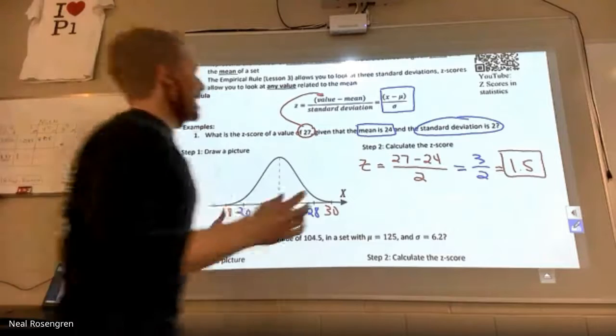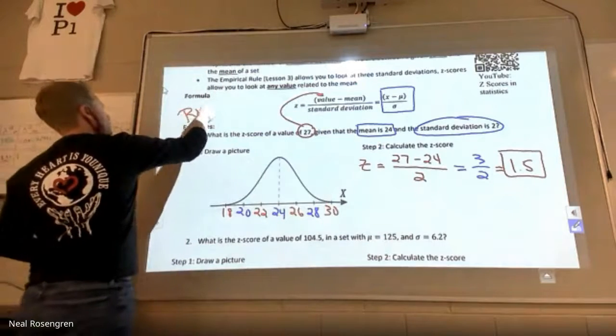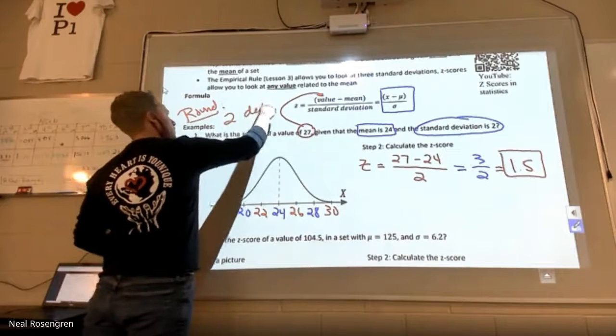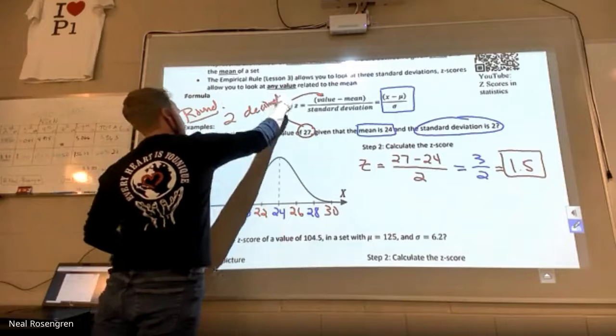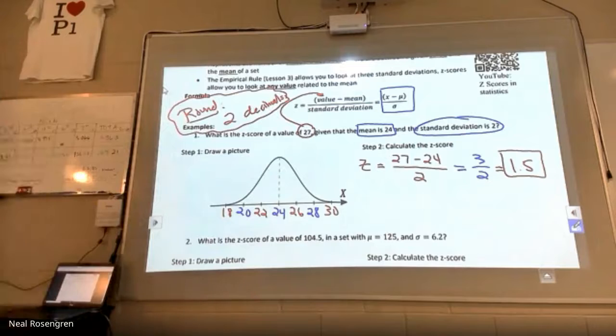Now, if you're going to round because you have to, always, always, always 2 decimals. If and when we get some weird fractions, where this doesn't work out as nicely as we wanted, like 1.5, 2 decimals. You'll see in that table, it's called Table A. We'll start using that tomorrow. 2 decimals.